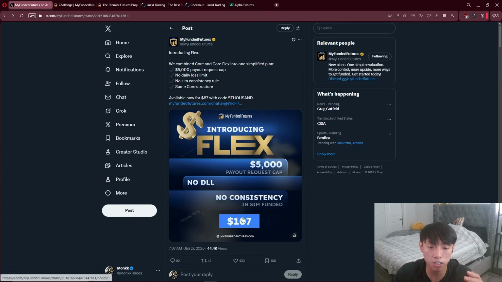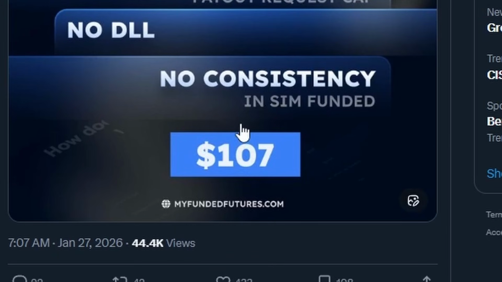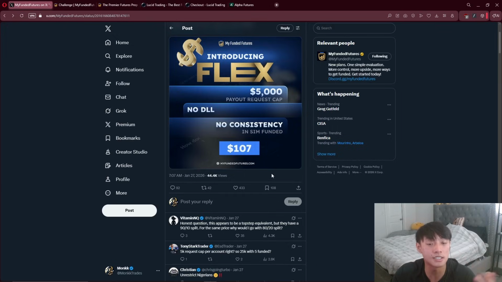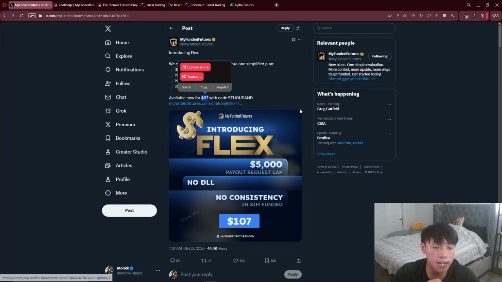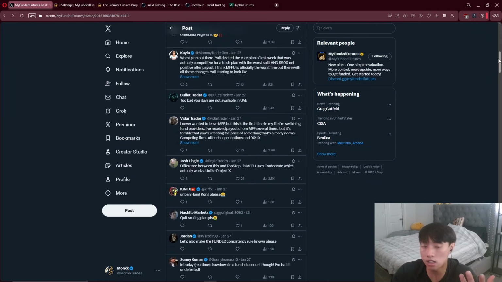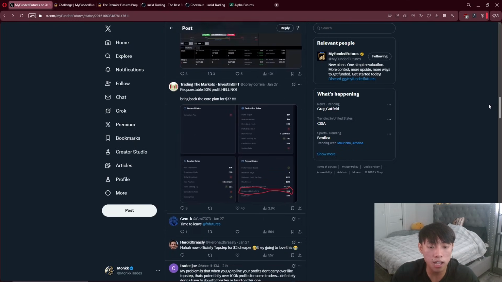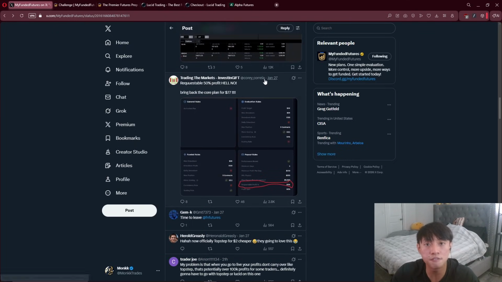And I'm sure you guys could already tell by the thing in the middle of your screen. That's a triple digit number, guys. That's $107 base price. So that's gonna be a $30 increase from the previous core account. Even if you guys use a discount, it's still gonna come out to $87, and that has already got a lot of people pissed. Not only that, you guys can only withdraw 50% of your profits now, so that's one of the main concerns.